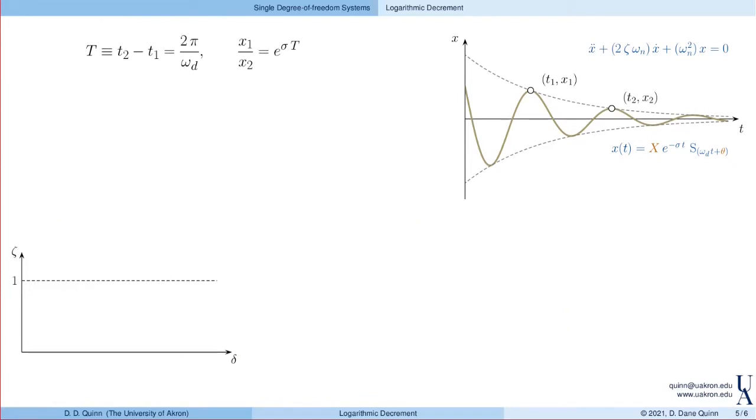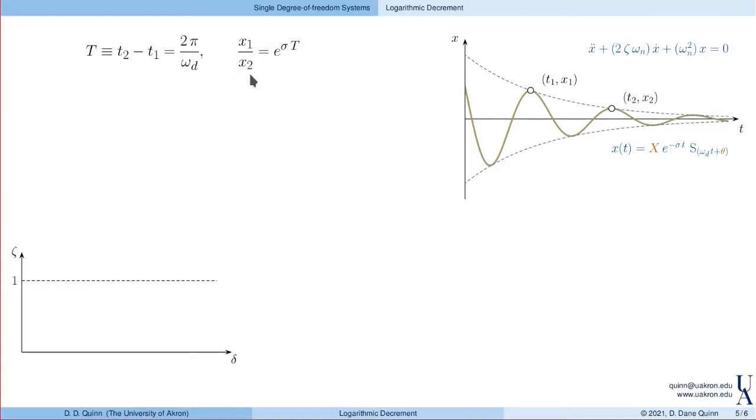Here I've written those two relationships again. So this is the period, right? It's 2 pi over omega d. And then x1 over x2, that's the ratio of successive peaks, and that equals e to the sigma t. This is nice. I've got things that are measurable and system parameters. And in particular, I don't have any dependence of these two relationships on the initial conditions.